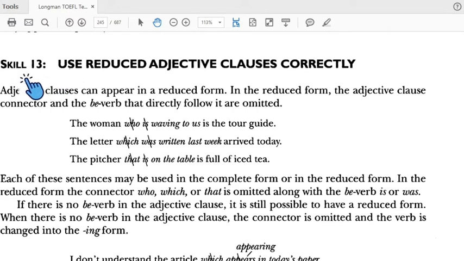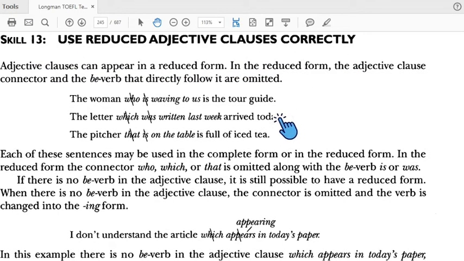Skill 13: use reduced adjective clauses correctly. Okay, look at how an adjective clause can appear in a reduced form. In the reduced form, the adjective clause connector and the be-verb that directly follows it are omitted. If there is an adjective clause connector, just omit it. If there's a be, just omit the connector and be.